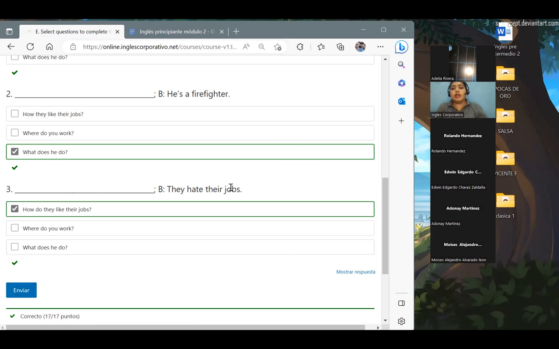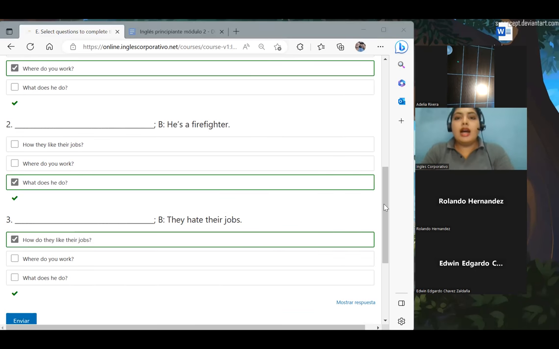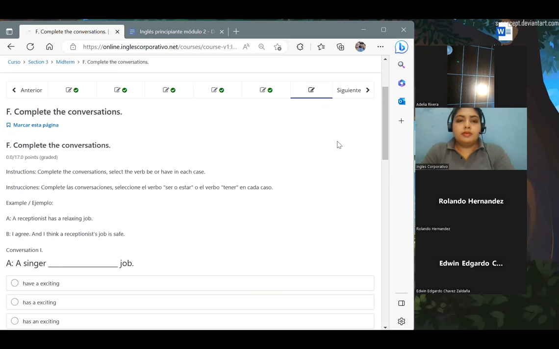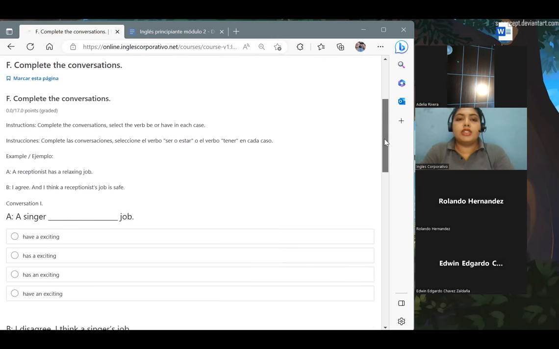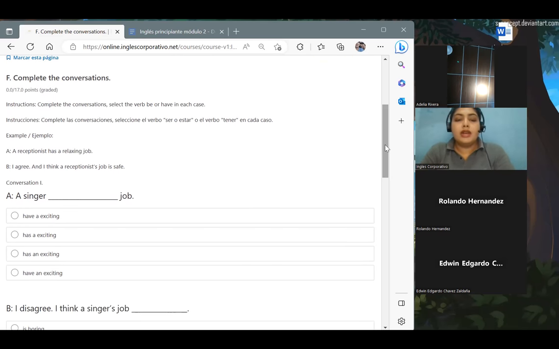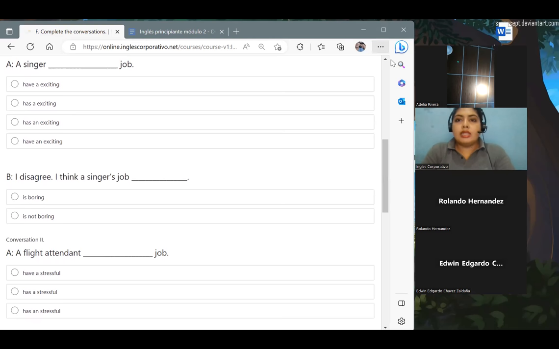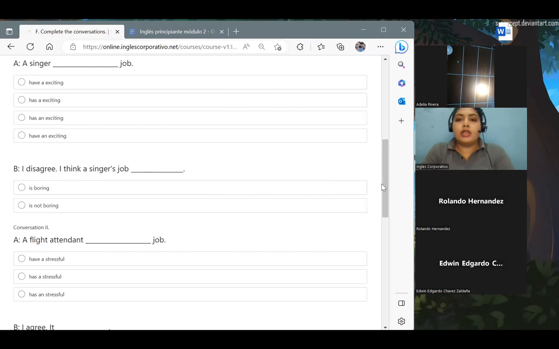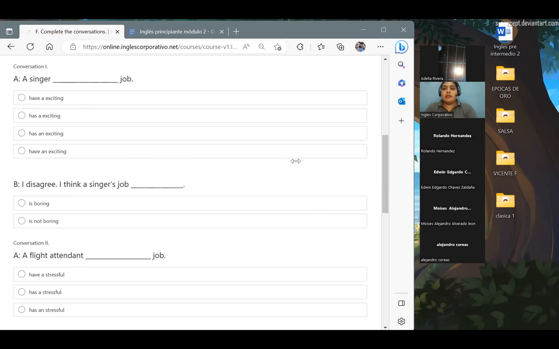Now, we are going to see the last part of the midterm. Vamos a irnos a la última parte del examen. So in this case, we are going to complete the conversations. We are going to select the verb be or have in each case. Vamos a escoger el verbo to be o el verbo have en cada uno de los casos. Así que vamos a tomarnos un par de minutos para ver cuál es la mejor opción para cada una de nuestras oraciones. Aquí tenemos la conversación 1 y parte de la conversación 2. A couple of minutes and then you give me the answer for this statement.